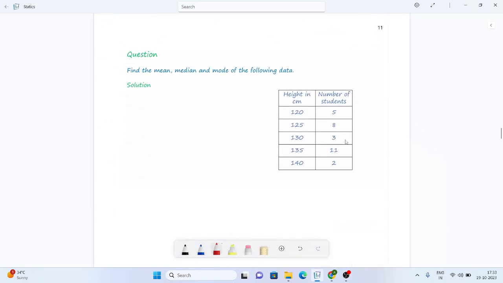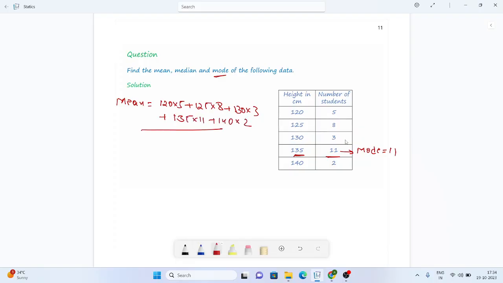Done? Okay. Now find the mean, median, mode of the following data. Mode is directly straightforward. Which frequency repeats more times? This is frequency. So 135 comes 11 times. So mode is directly 11. And mean, you know the formula: 120 into 5 plus 125 into 8 plus 130 into 3 plus 135 into 11 plus 140 into 2, and how many total are these? So these are 29. So divide by 29. This is mean and this is mode.